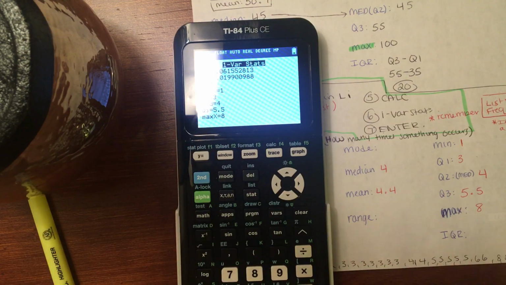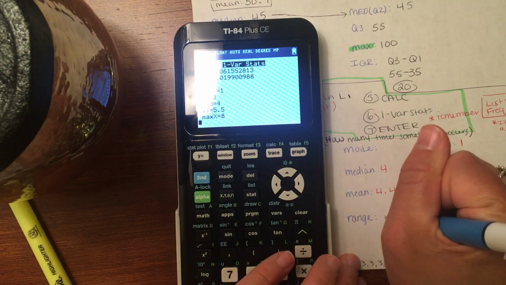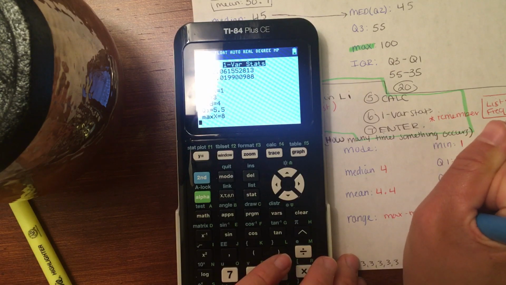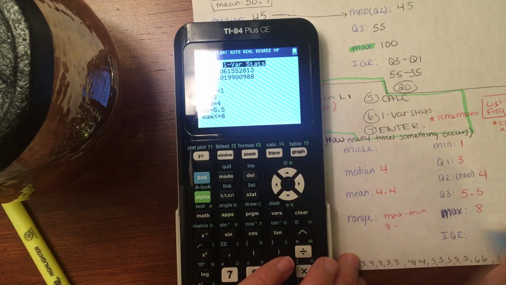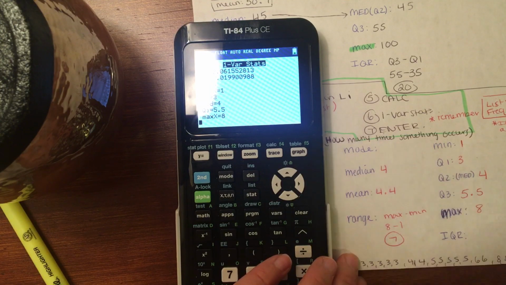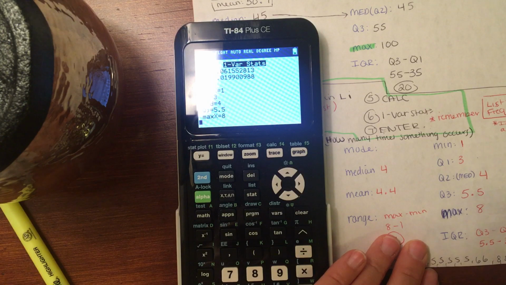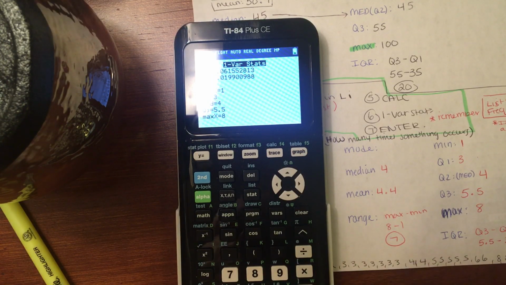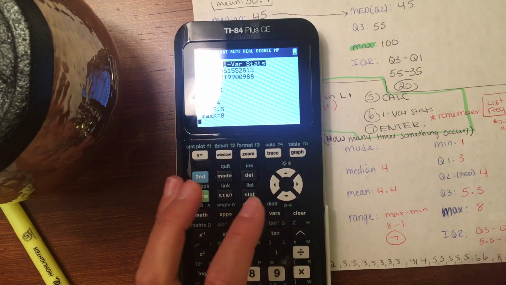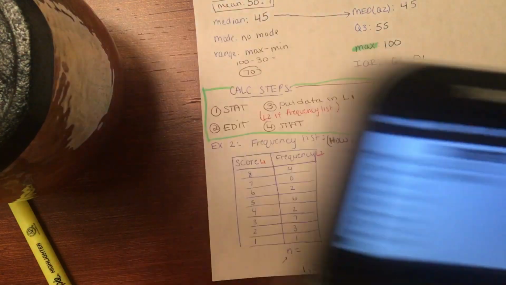To find the range, I'm going to do my max minus my min. So it's max minus min. So it's 8 minus 1. So it's 7. And the interquartile range is Q3 minus Q1. So 5.5 minus 3, which equals 2.5. Okay. So that's all the info here. The mode is what I have to talk about next.